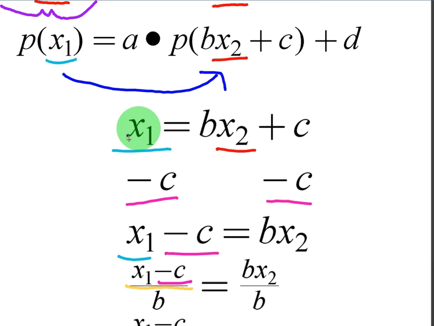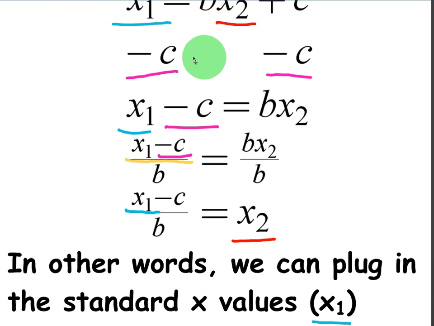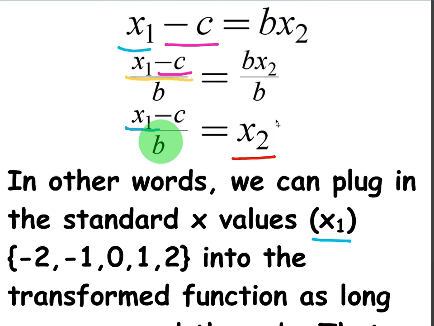So we're going to subtract c. Right here we can see our horizontal shift. Now again, if c is positive, then it will shift to the left. If c is negative, you'll technically be subtracting a negative c, or adding c. It just looks this way in the proof. Okay, so then you get x1 minus c equals b times x2. Next, you're going to divide both sides by b. Now you can see your horizontal stretch/shrink, and now we've solved for x2. So x2 is going to be equal to x1 minus c over b. In other words, we can plug in the standard x1 values from our p function into the transformed function as long as we do what?